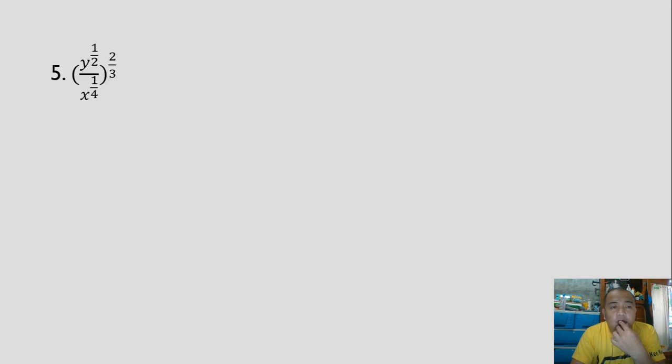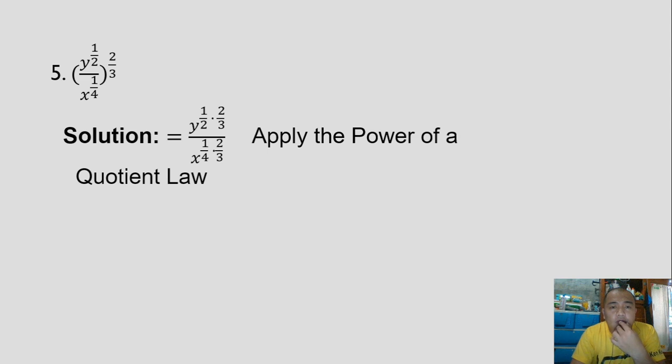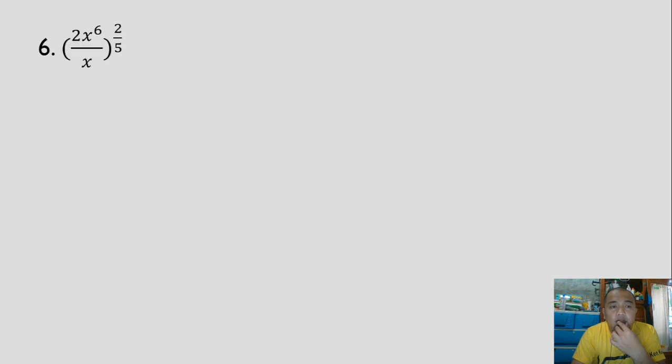Next, y raised to 1/2 all over x raised to 1/4, raised to 2/3. Of course, applying the power of quotient law, we will multiply the exponents of y and x by 2/3. 1/2 times 2/3 is 1/3. Cancel 2. 1/4 times 2/3 is 1 over 6. So the answer will be y raised to 1/3 all over x raised to 1/6.